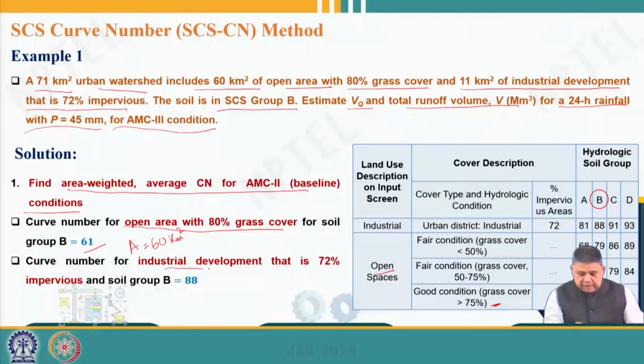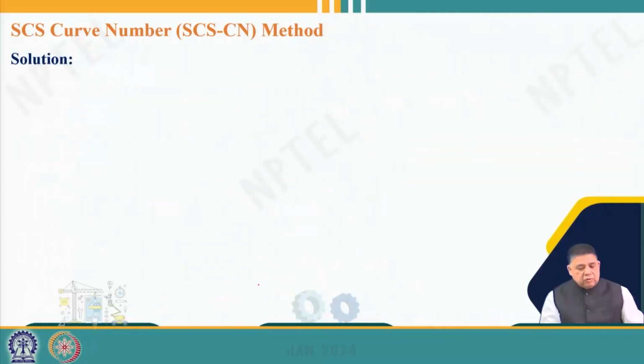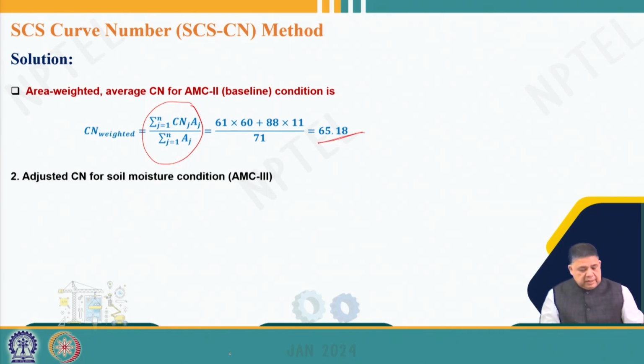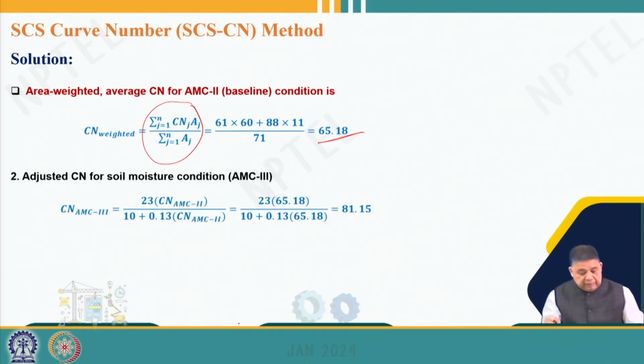Similarly, we have industrial development, that is 72% impervious. So, industrial 72% impervious, the value is 88, and that is for an area of 11 square kilometers. So, we know 2 uses, 2 curve numbers, 2 areas. So, of course, we can find out the weighted curve number using this relationship, and that comes out to be 65.18. So, 65.18 is the AMC2 condition value, but we know that we are dealing with AMC3.